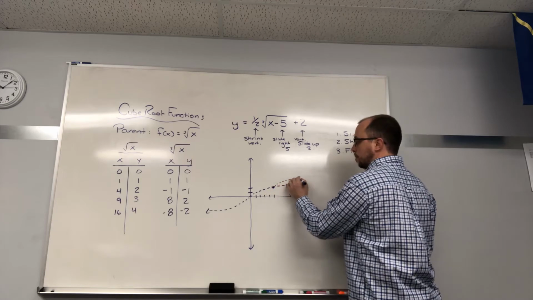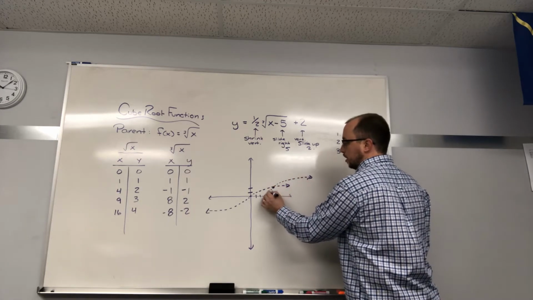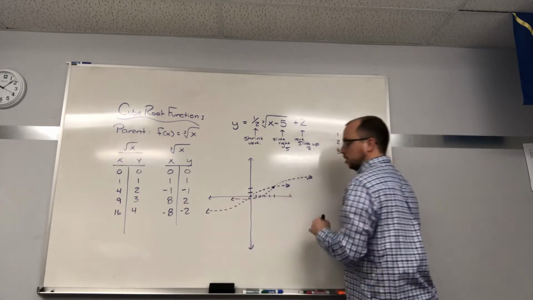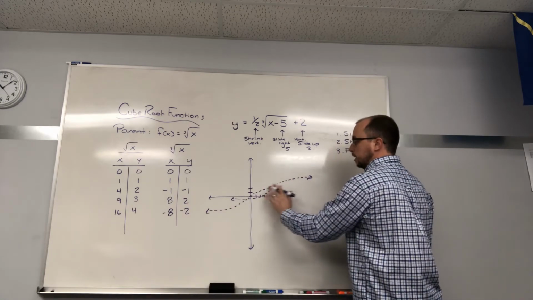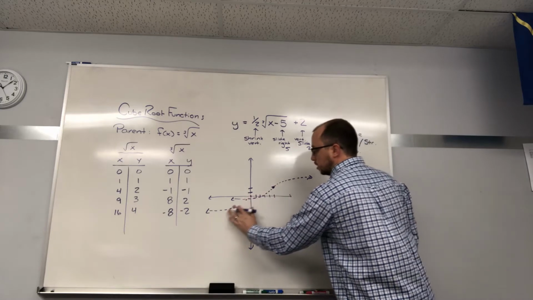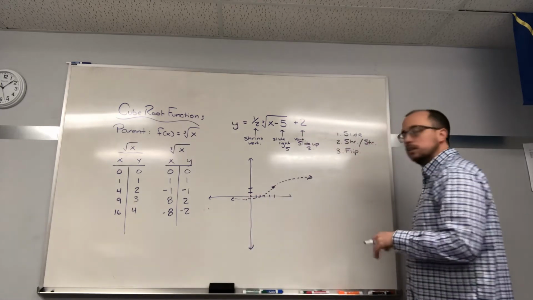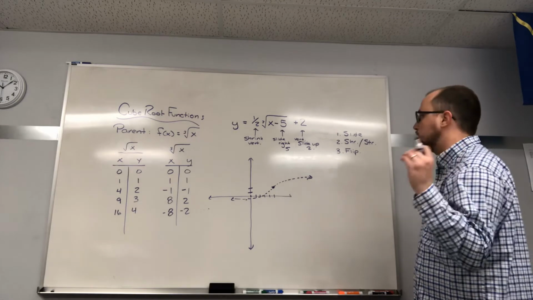Okay, now this is going up into the right and down into the left. It's doing the same thing it was before. It's just moved over 5 and up 2. If it helps you to get rid of the original so you can see where you're at a little better, that's fine. Doesn't have to be perfect. We're looking for a generalization here.